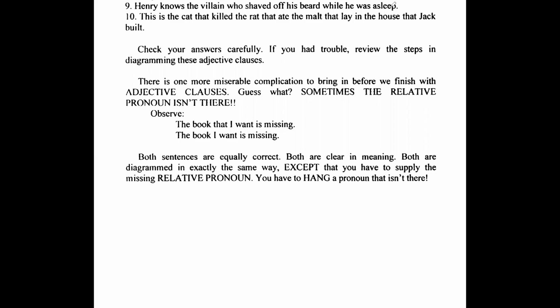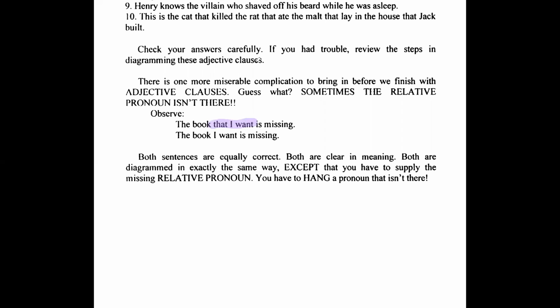So now we're going to deal with one minor complication, and that's when the relative pronoun in an adjective clause is not there. Sometimes the relative pronoun isn't there. So here's this first sentence. The book that I want is missing. Ask yourself, where is the relative pronoun and therefore the adjective clause? Well, that is the relative pronoun, and then I want is the rest of the adjective clause. The book that I want.